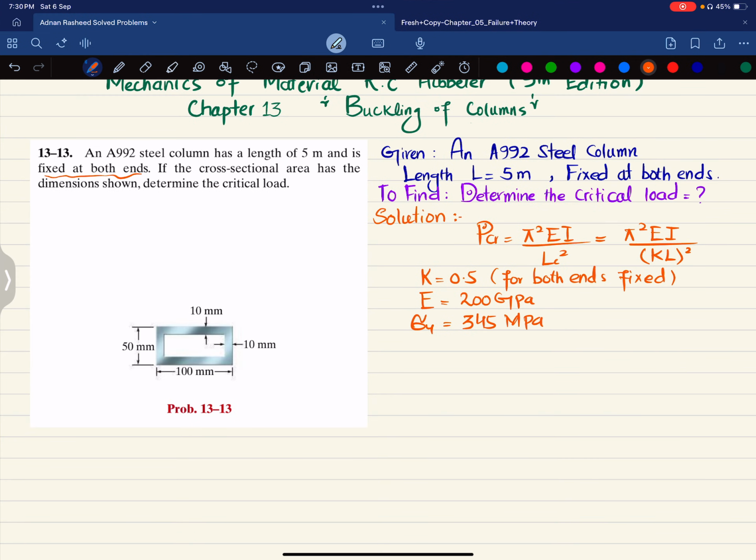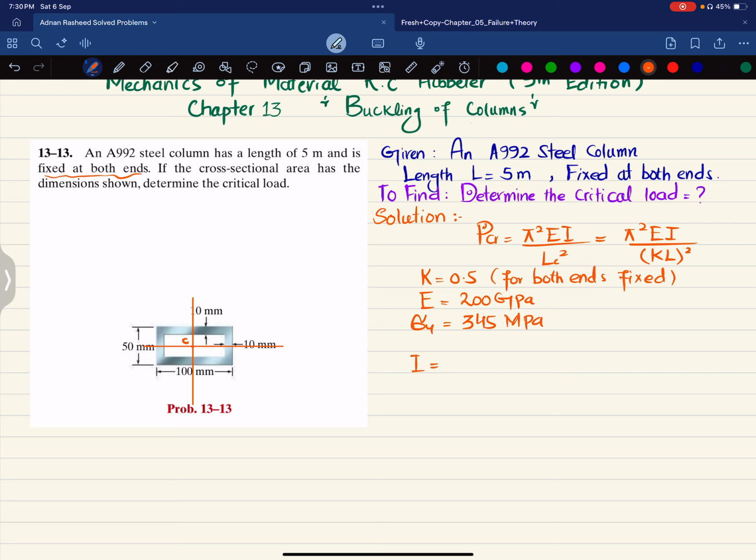Okay, now you can see you have this E, you have K, you have L as well. You do not have I. So what we will do is find the moment of inertia I for this beam. If you divide it horizontally as well as vertically, it is symmetrical about both horizontal and vertical axis. So the neutral axis will pass through this centroid.